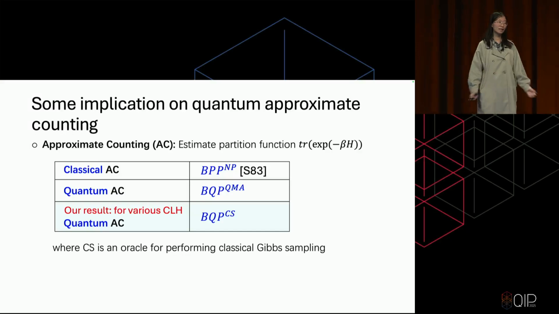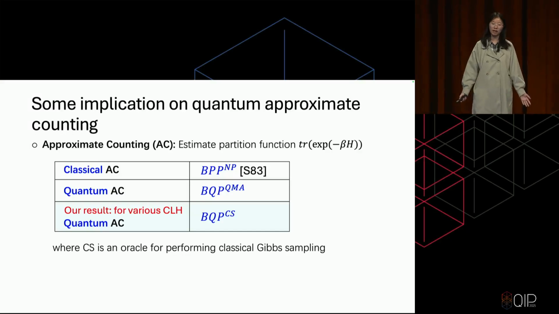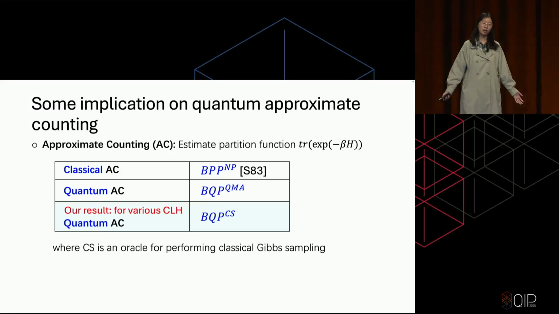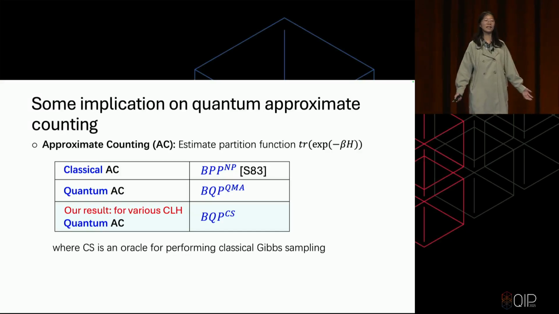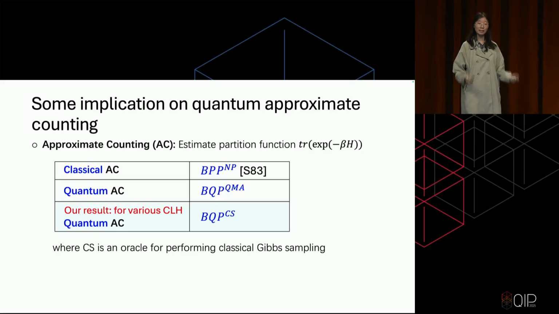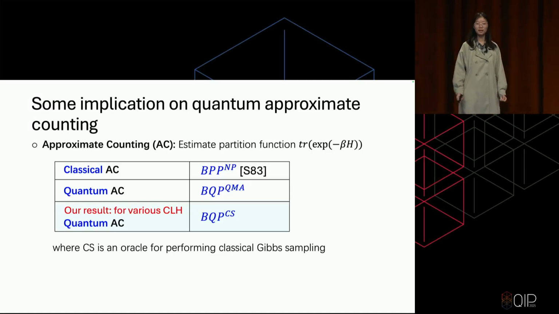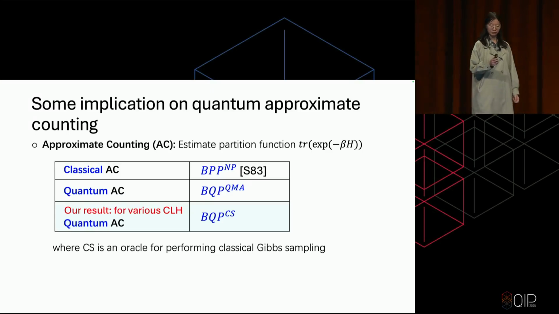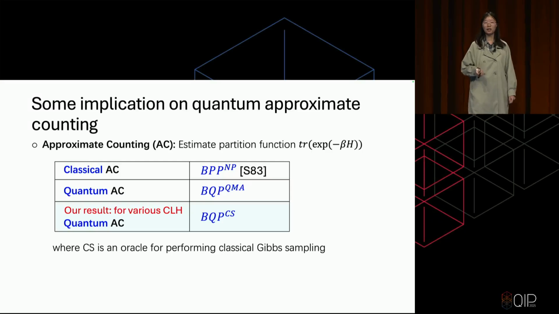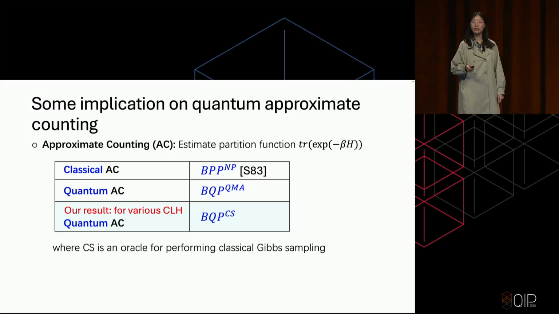You can also ask the same question for the quantum case. For quantum approximate counting, I just mean you want to estimate or approximate the quantum partition function. Similarly, you can ask whether quantum approximate counting is also in BQP to the QMA, something like an analog of BPP to the NP. But as far as I know, there are no positive results in this direction.